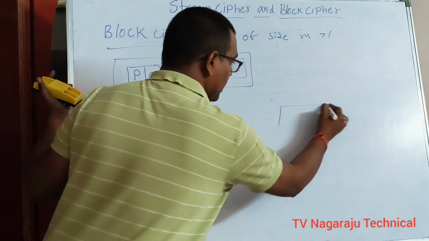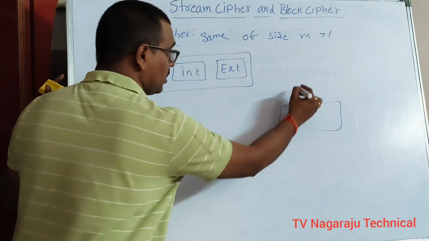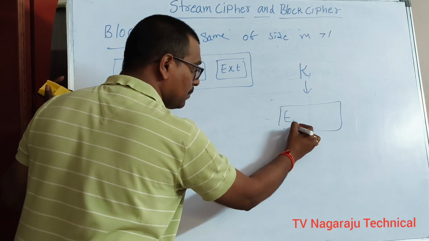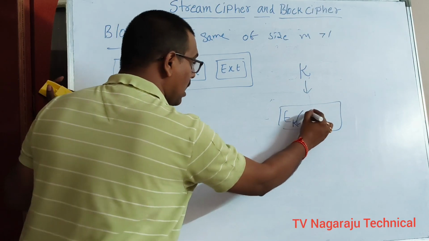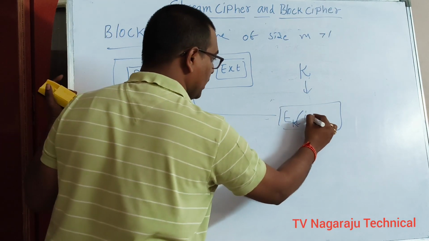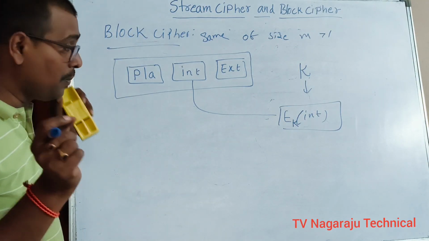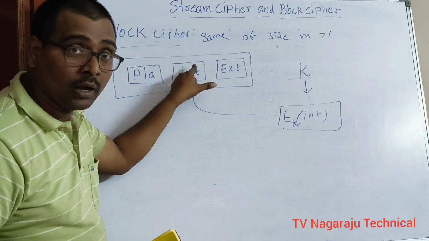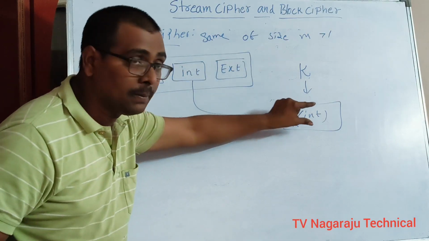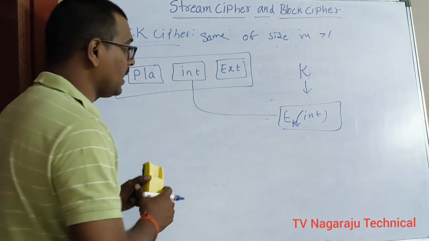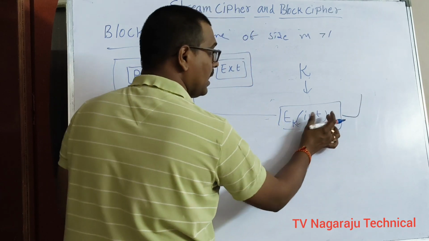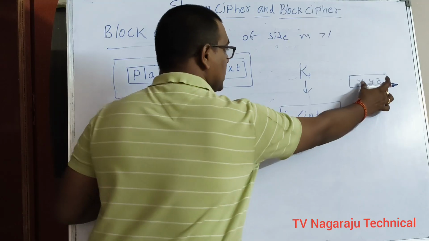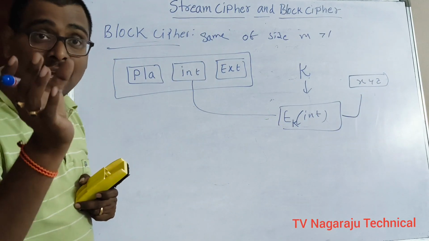For example, here this is my encryption algorithm. Assume K is the key. We are doing the encryption with the key on, suppose, INT. That means what is the important thing? The same key is used for the entire block. That is, for the entire block, the encryption operation is performed at a time. Similarly, for the entire block, cipher text is produced. For 3 characters, cipher text is produced as a block.